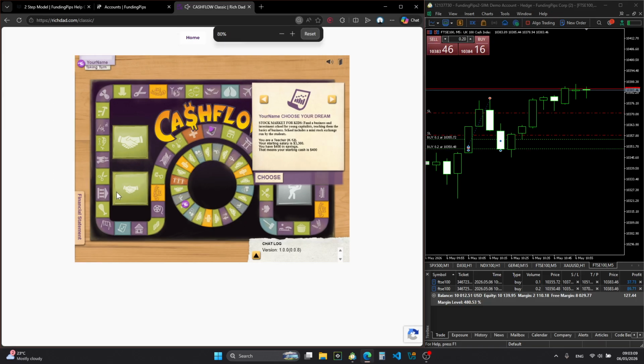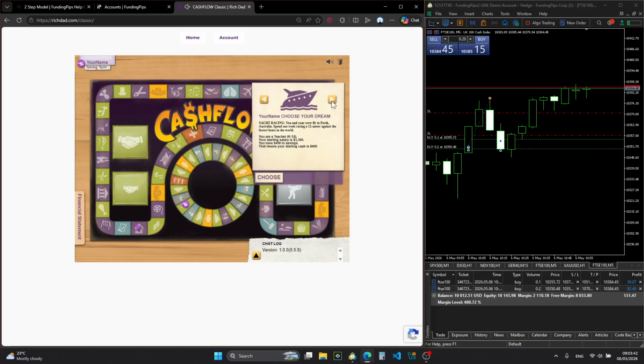Let's see what there are. It's a cash flow game and it teaches you how to get out of the rat race into your dream. This one, the circular one, is the rat race, and this one is the dream, what to achieve, or the bigger purpose in life away from the rat race. This one is mine. You can choose any dream.